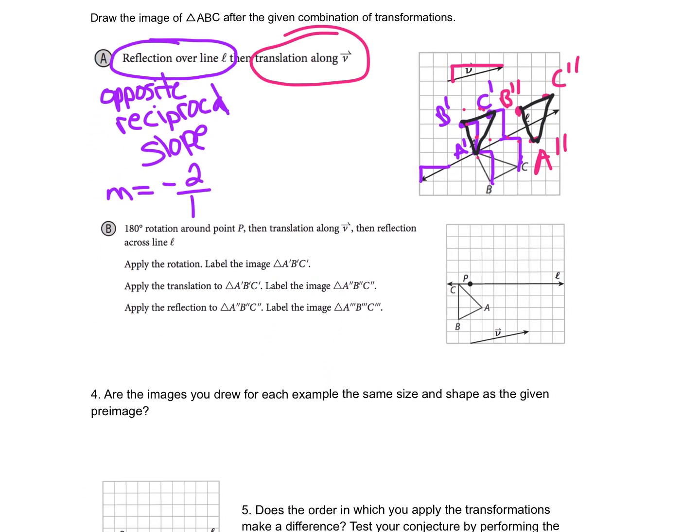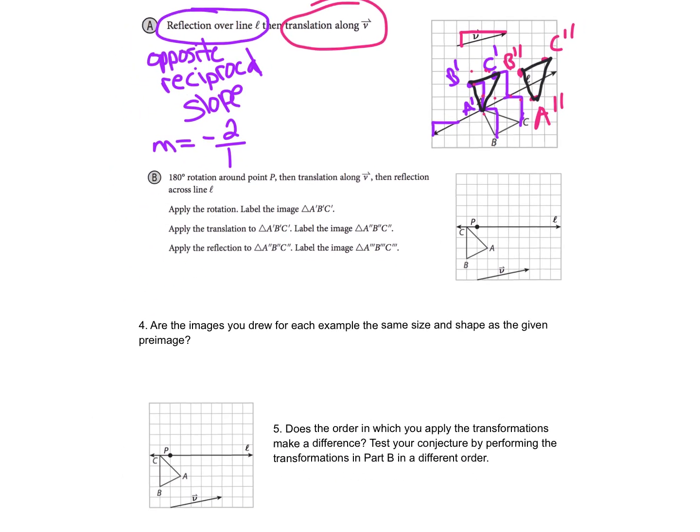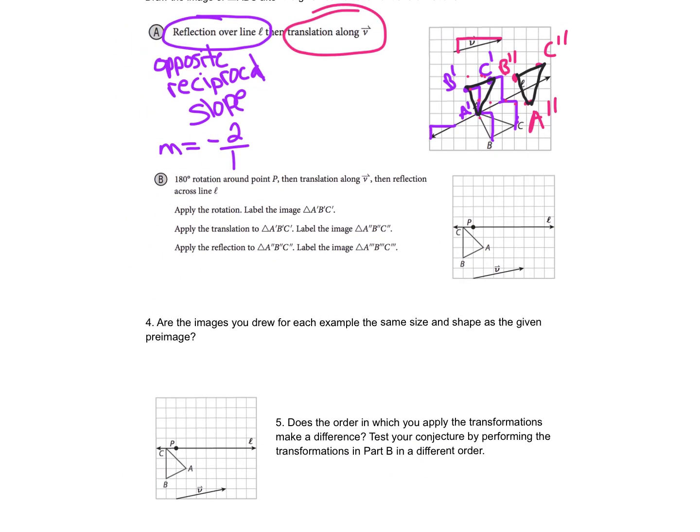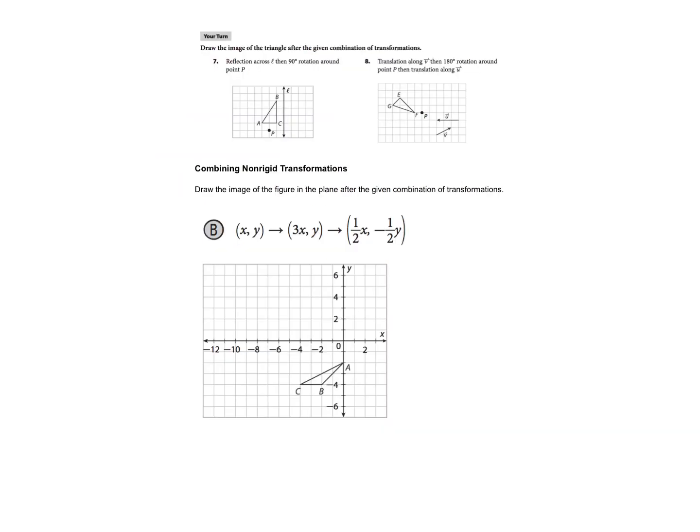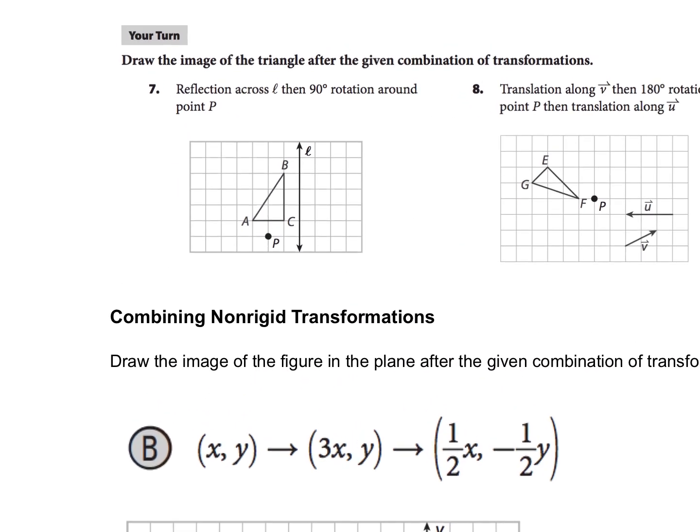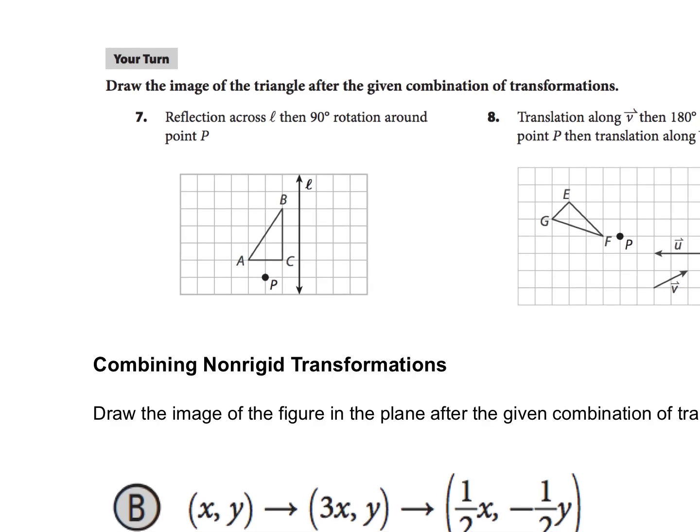B we'll look at tomorrow in class. And so 4 and 5 we'll do in class. So the next example I'll show you is number 7 on the next page. So we're going to do reflect across L. So that is pretty easy. We go C prime, B prime, and A prime.